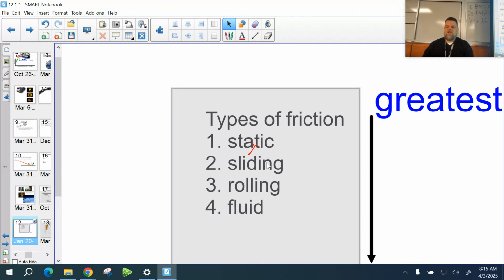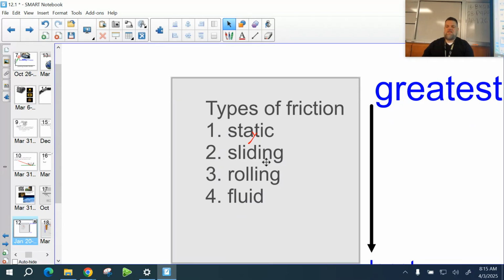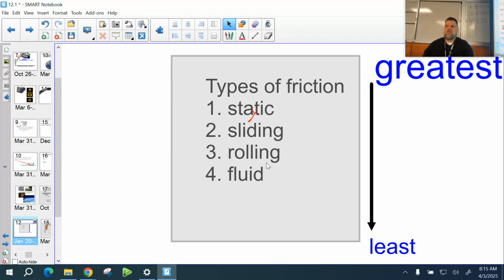All right, so these are the 4 types of friction, at least that we're going to cover in this class. The greatest one is static. The next one is sliding. And you should write this down. It's literally on your homework, and also going to be on the test, so you'll want this in your notes. Then rolling, then fluid.